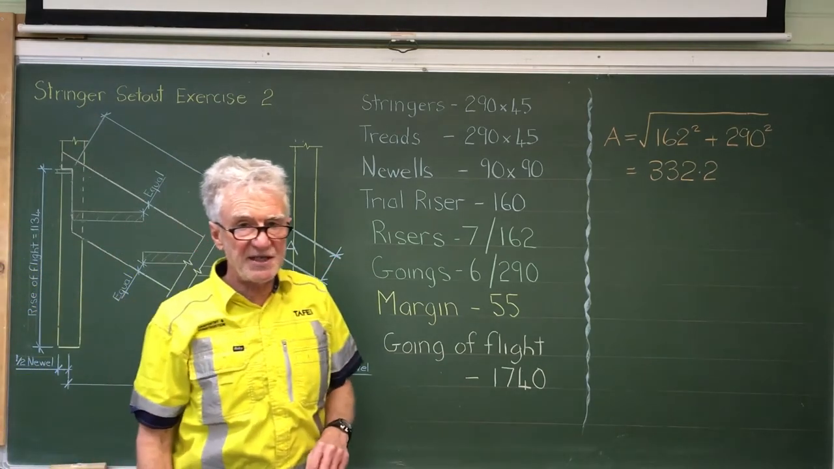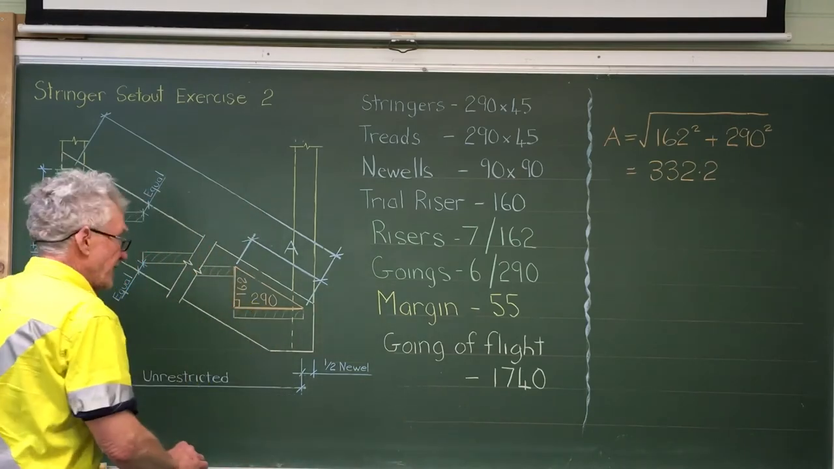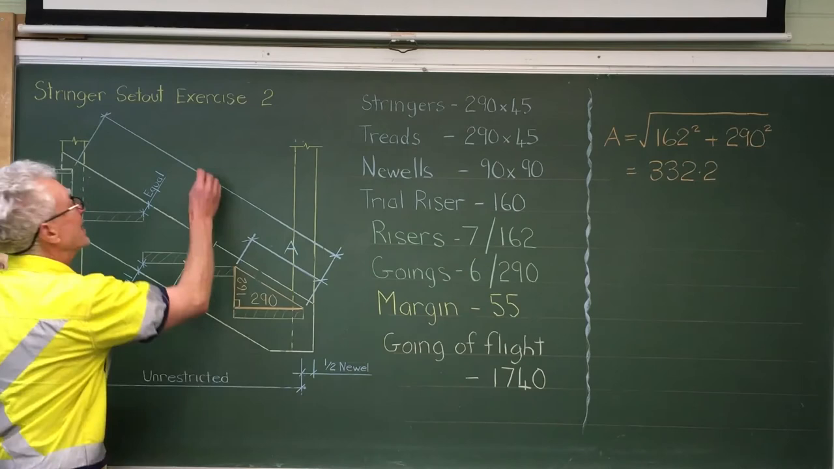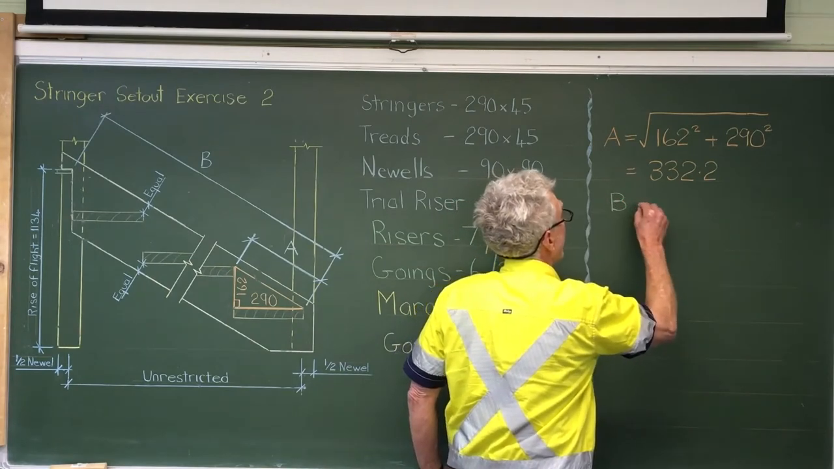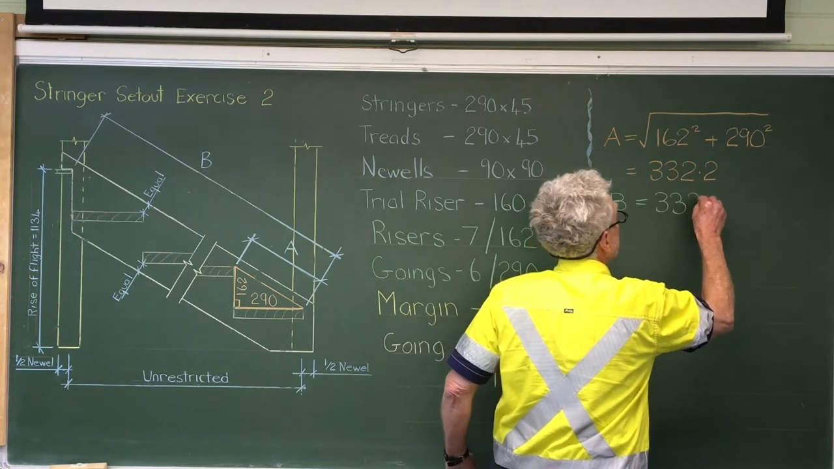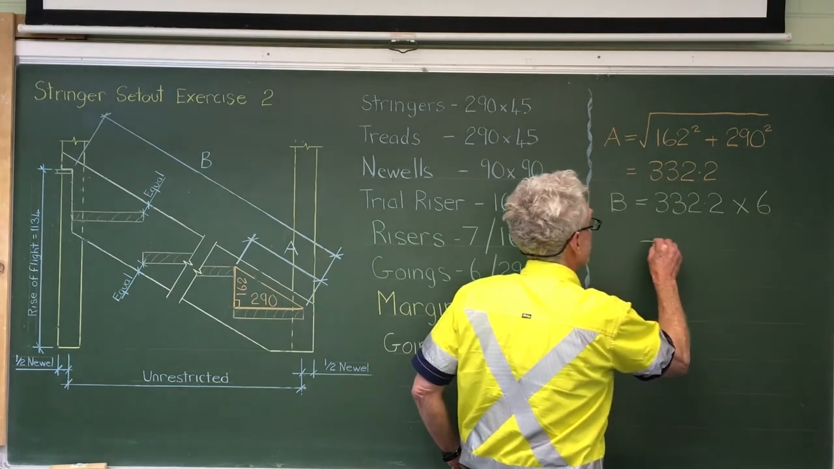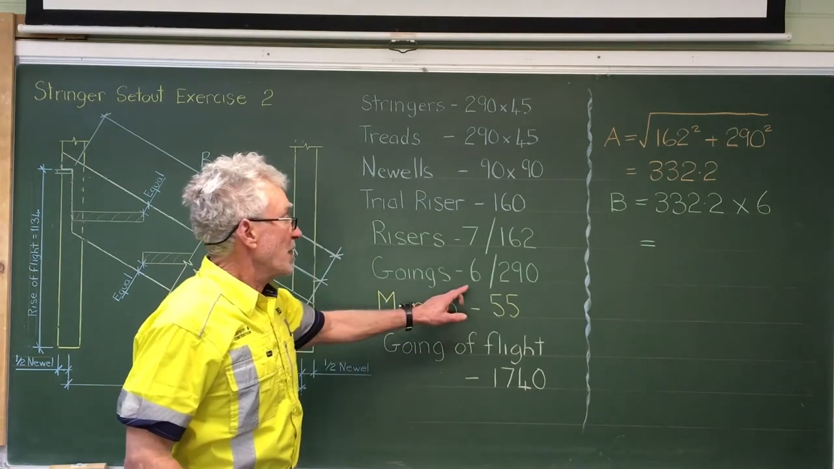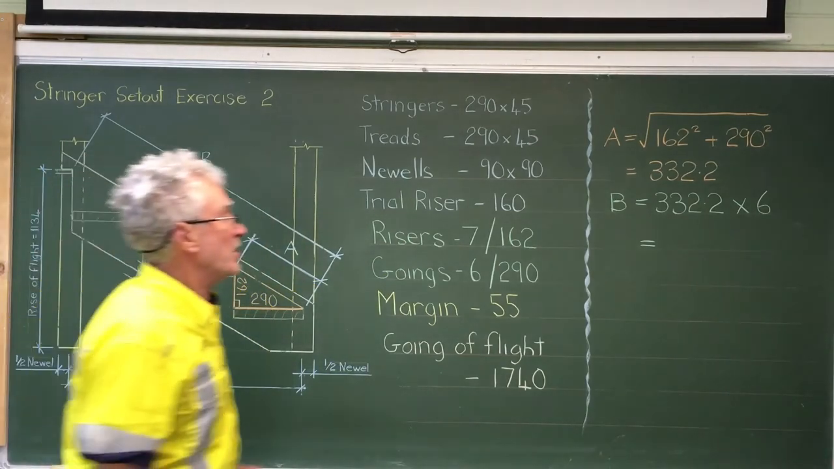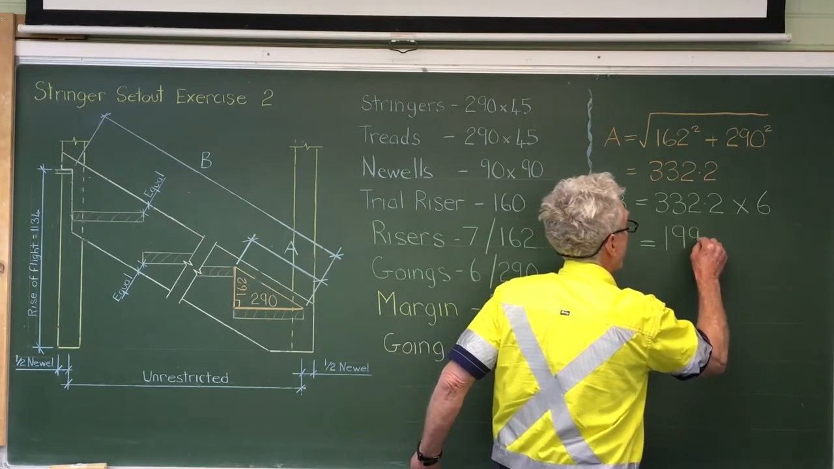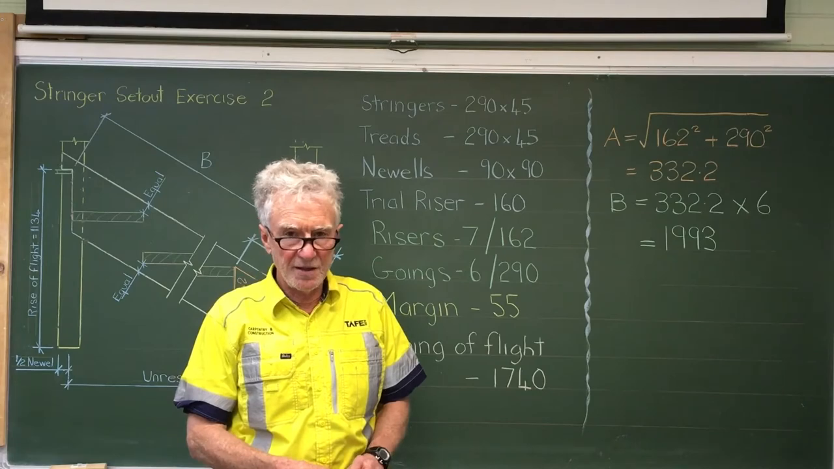Okay, because there are 6 goings, that distance is 6 times distance A. So if I want to calculate that distance, which I'm going to call distance B, so 6 times the number of goings times that distance A, that gives me a distance of 1993. I'll now go to the workshop and endeavour to set out this stringer.